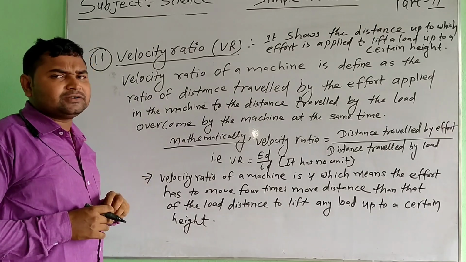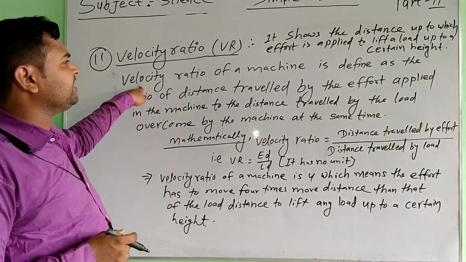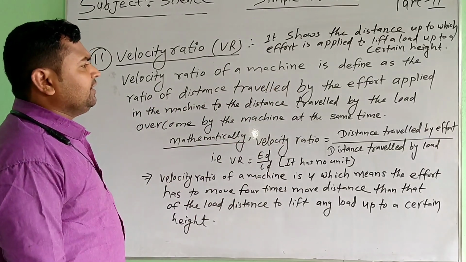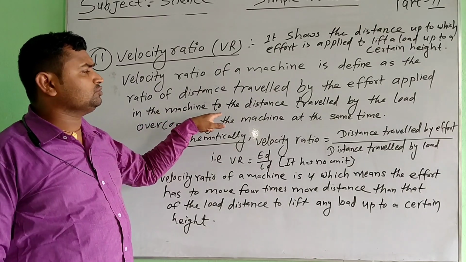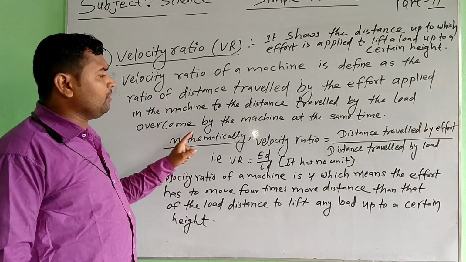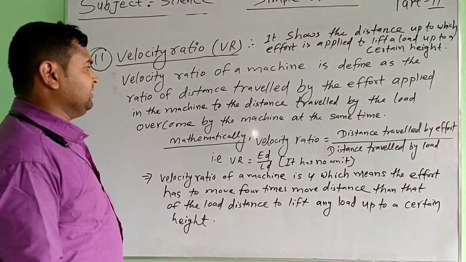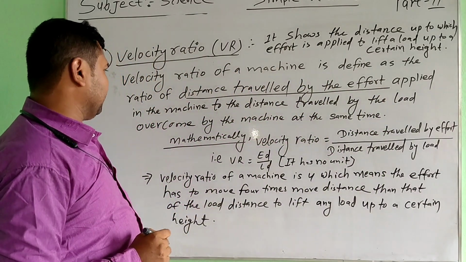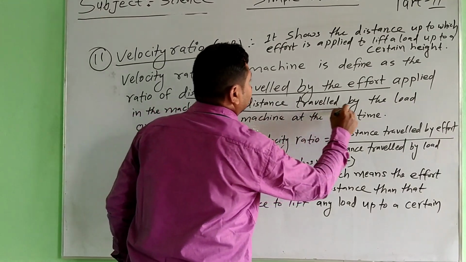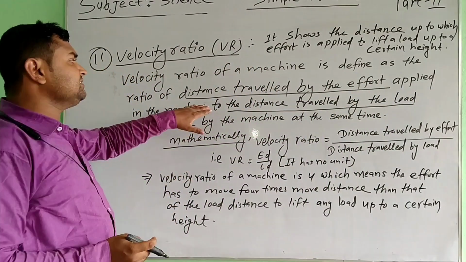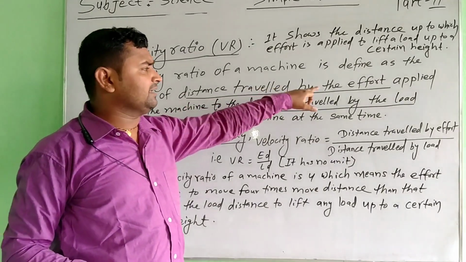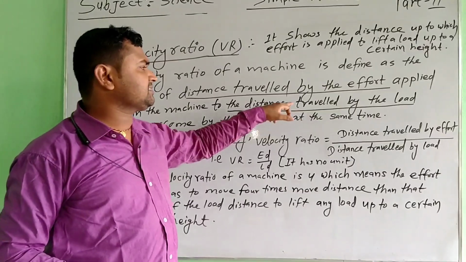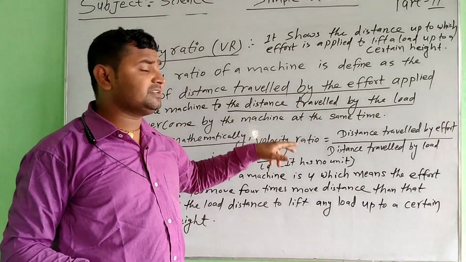We can also define velocity ratio of the machine as the ratio of the distance traveled by the effort applied to the machine to the distance traveled by the load overcome by the machine at the same time.